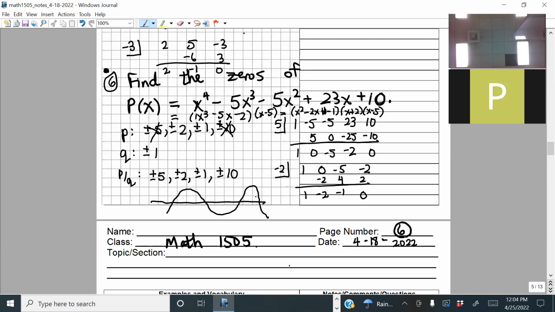Remember, you have a smooth, unbroken curve, so it cannot jump from above the x-axis to below the x-axis. It's got to go through the x-axis. You can't jump because polynomial graphs don't have breaks in them.